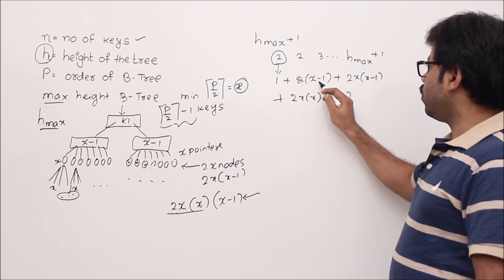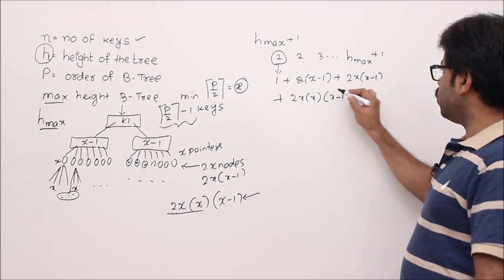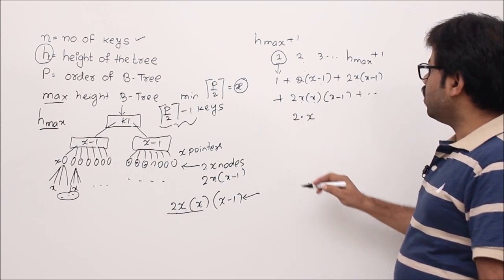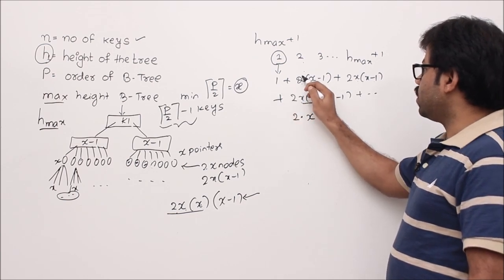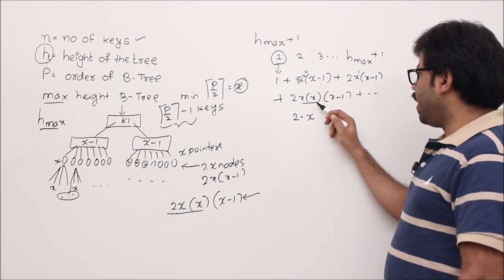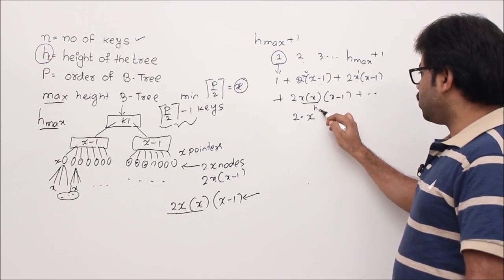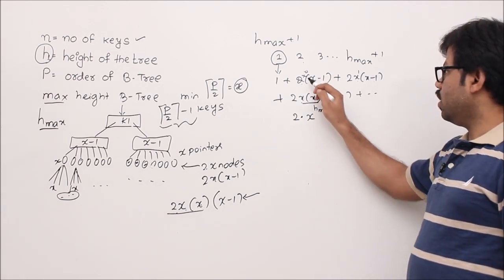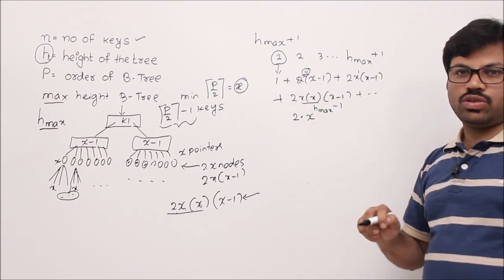2 into x power 0 into x minus 1, x into x minus 1, x square into x minus 1, so on. This 2 common and x minus 1 common. So I can say that 2 into x power. So this x power how much? Here it is x power 0, correct? Second level x power 1. Third level x square. H max plus 1 level is definitely, I can say H max minus 1, right? So it is level number minus 2. See here, that power is number of levels minus 2. You can check it out.